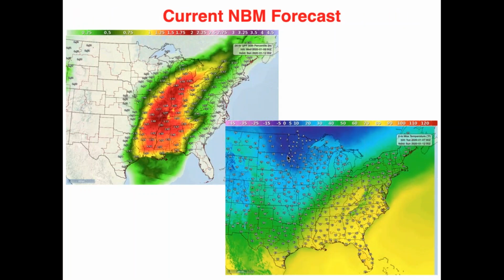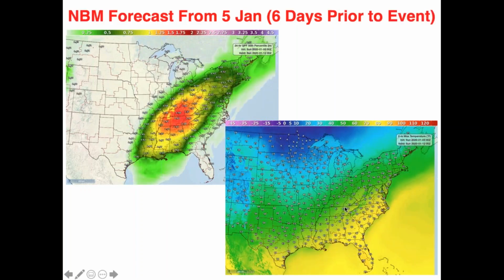So that's basically been the trend of the forecast over the last few days, to push that precipitation further to the north and to the west, and also get some cooler temperatures in the upper Midwest, but also warmer temperatures out ahead of the system. So that's been the trend.